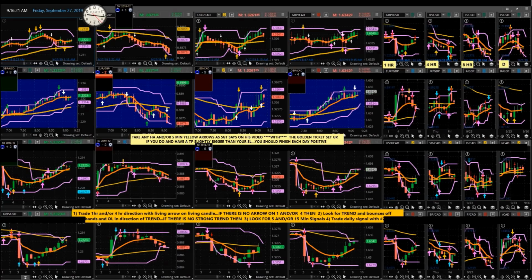Okay, so on the GC, it's going to go to 45. Now the thing about it going to 45 is that I actually took this trade twice.